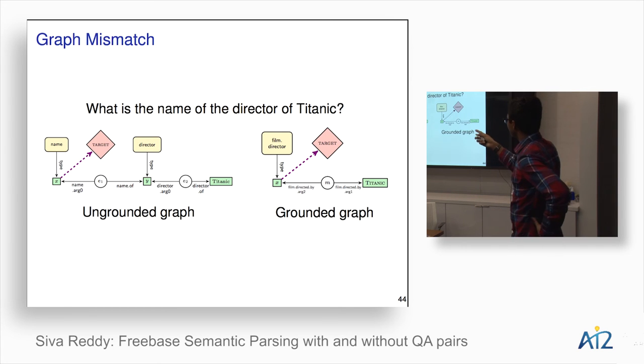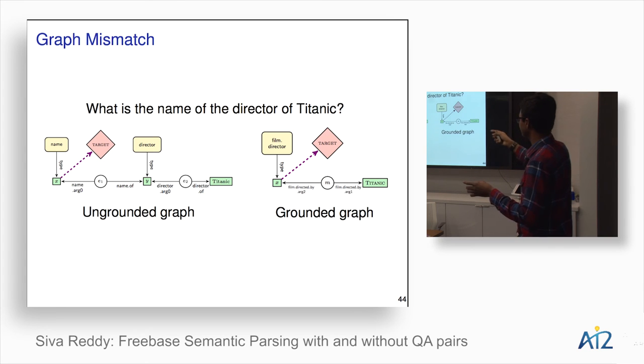So here, what you are interested in is X, which is the name of Y, and Y directed Titanic. So you're interested in the name. Whereas in Freebase, this is directly represented as X directed Titanic. So there are two edges between X and Titanic in the natural language graph, whereas in Freebase, there is just one edge.